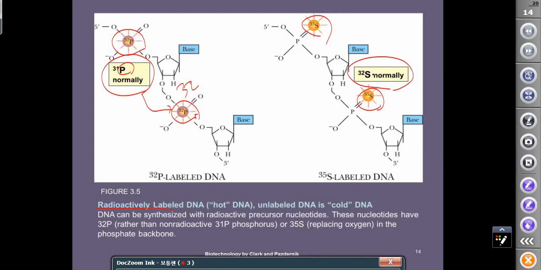Another method is labeling with sulfur. Actually, this place was oxygen, but they remove the oxygen and replace it with sulfur-35. Usually the atomic mass of sulfur is 32, but they use 35, the heavier one, to label the DNA.